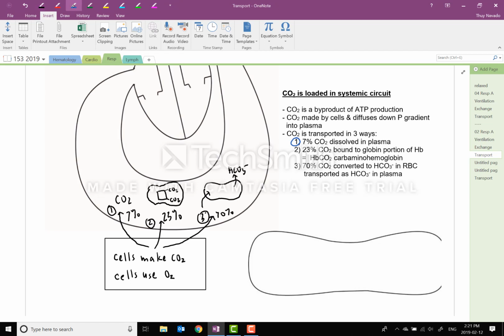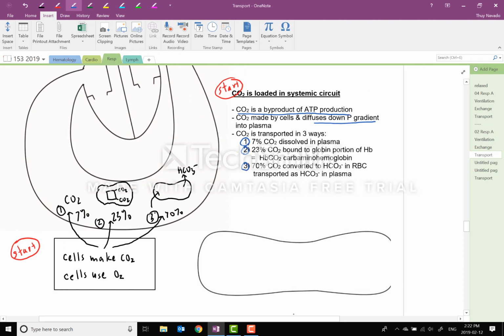So you can see from the notes here that we looked at CO2 being a byproduct of ATP production, and I'll just make a note that this is where we started in our picture, and in our notes this is where we start. CO2 then diffuses down its pressure gradient and into the plasma, and there three things can happen to it. Either it's dissolved in the plasma, or maybe about a quarter of it is bound to globin. And when it does so, we call it carbaminohemoglobin. And finally, the majority of it goes into the red blood cells and is converted to bicarbonate ion.